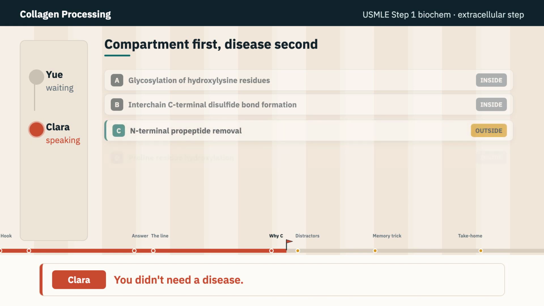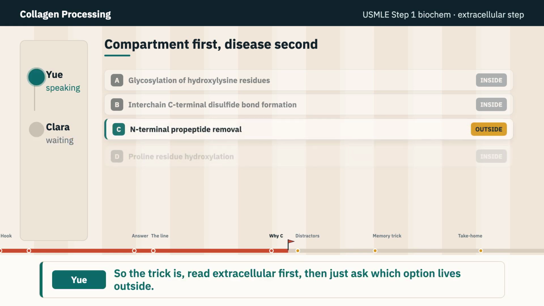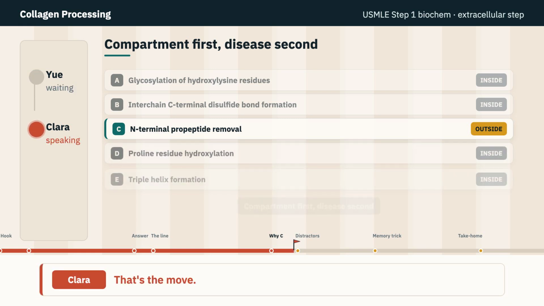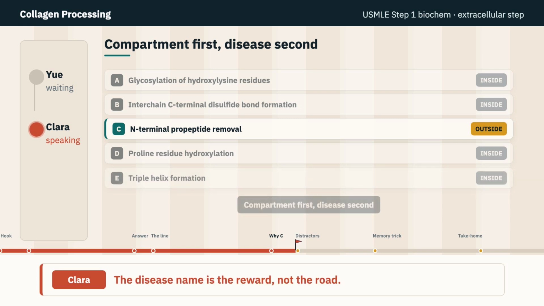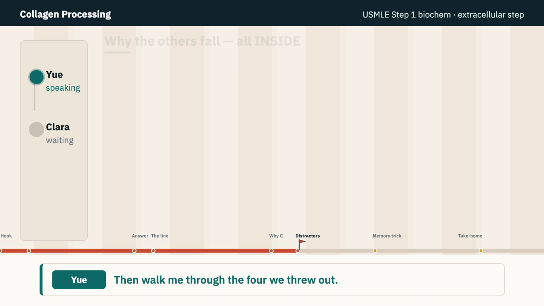You didn't need a disease, you needed a compartment. So the trick is read extracellular first, then just ask which option lives outside. That's the move. Compartment first. The disease name is the reward, not the road. Then walk me through the 4 we threw out.